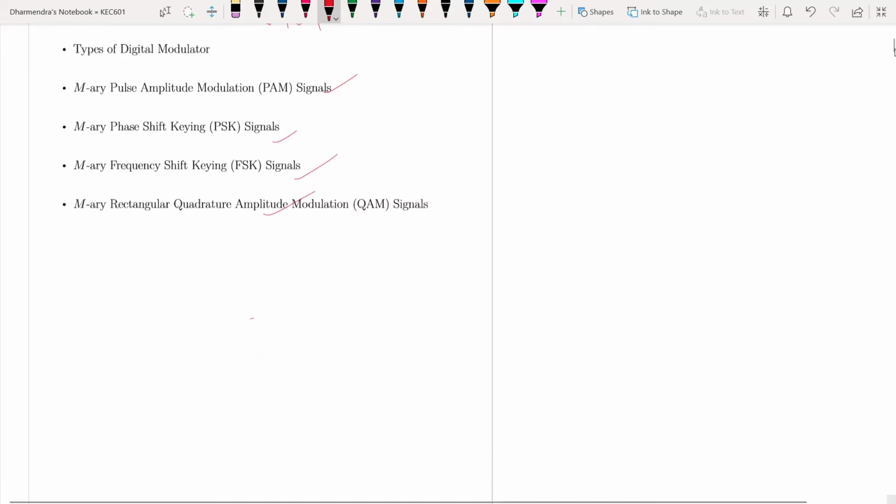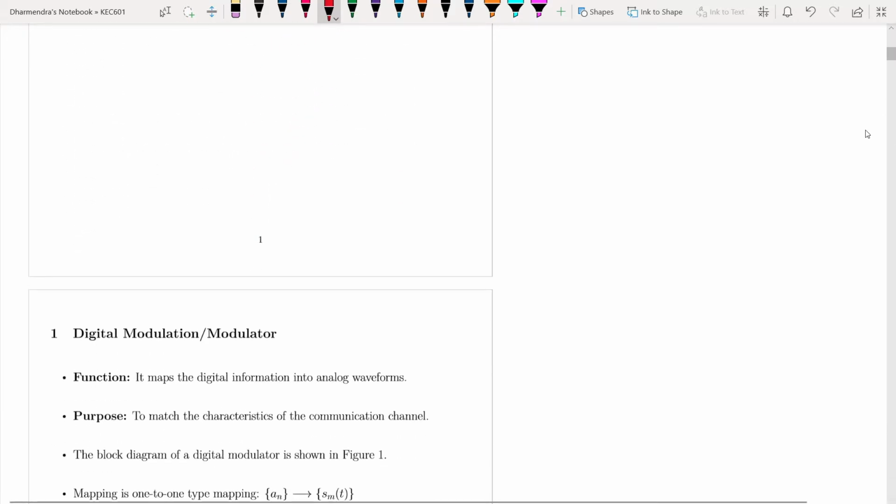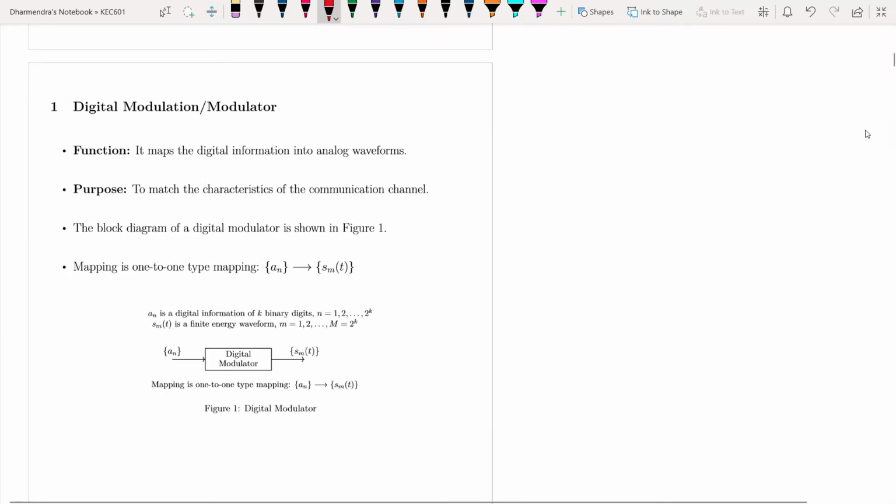So let us start with the digital modulator. So what is the function of this digital modulator? A digital modulator maps the digital information into analog waveforms. Why is it doing this? To match the characteristic of the communication channel.